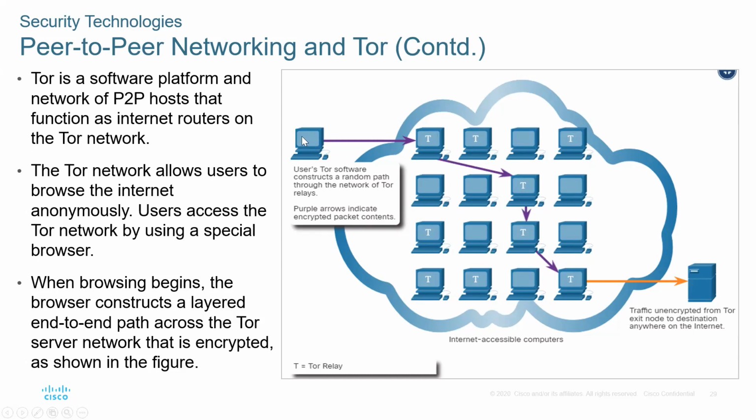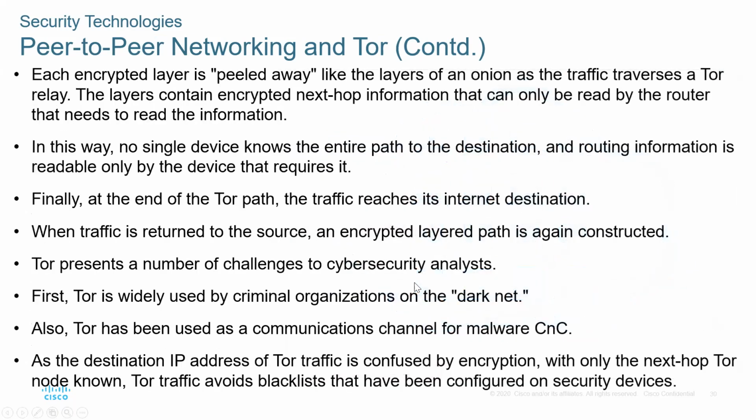You have a threat actor over here using Tor software. It's going to create connections through multiple hosts out on the internet that are all tied together. And then it sends that traffic on out to the exit node and on to its destination out there on the internet. So the idea is that you're not showing your public IP address. You're actually bouncing through multiple hosts before you go out and connect to your end data. Each encrypted layer is peeled away like layers of an onion, so you may hear onion routing being used as this reverses and traverses the Tor relay.